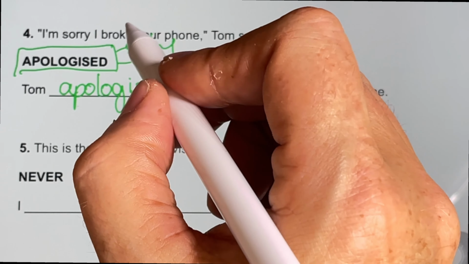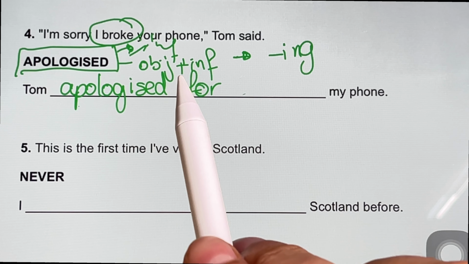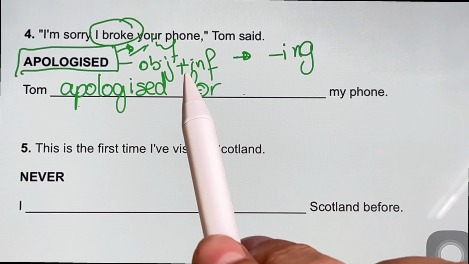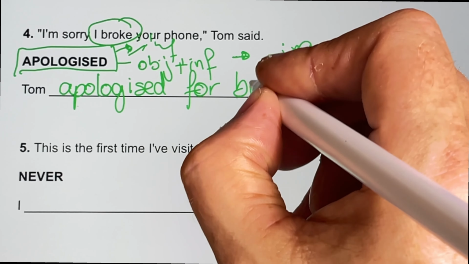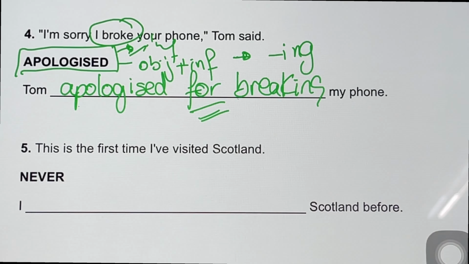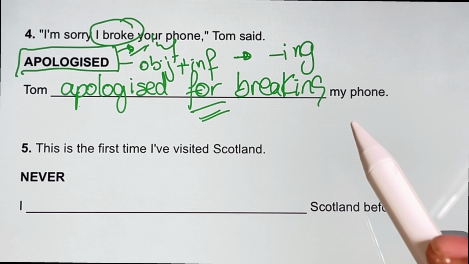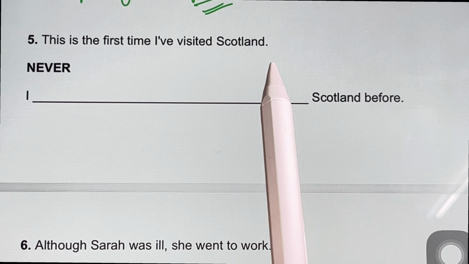In this case, it will be "break". He broke my phone. Okay, "I'm sorry, I broke your phone." He broke my phone. So Tom apologized for breaking, because we said that after "for" goes -ing. After a preposition, it goes -ing. Okay. Next one. It says, "This is the first time I've visited Scotland."